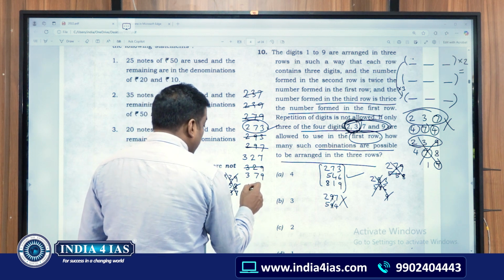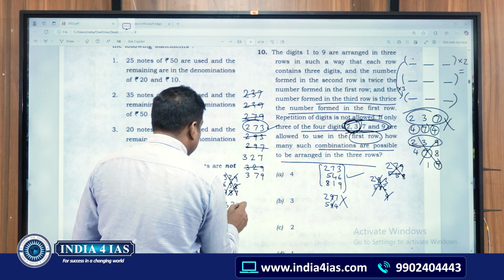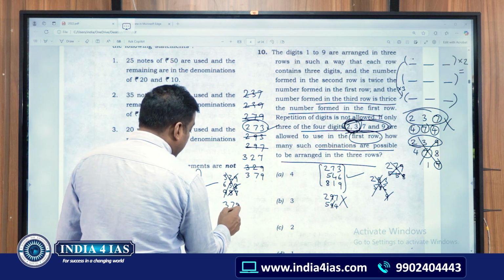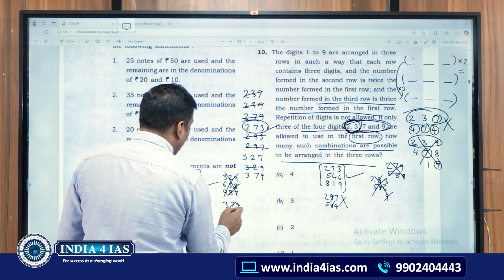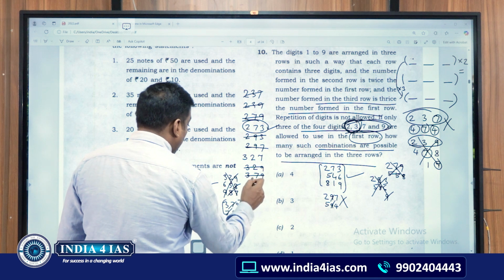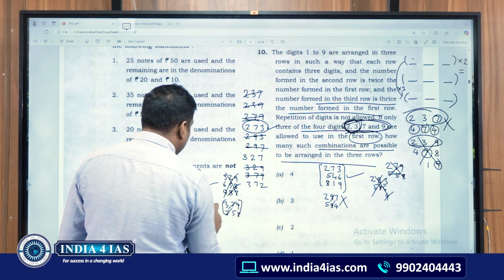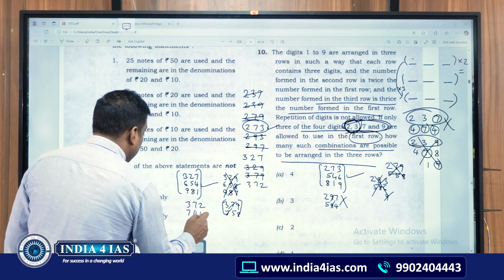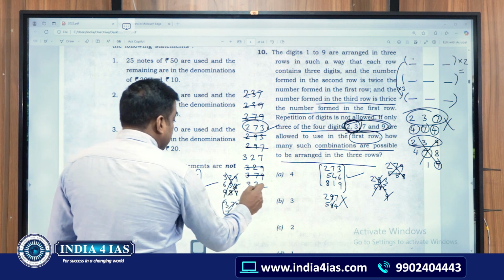379. So 379, double of this will be 758. So not possible. So this is also wrong. Then 372. So 372, double of this is 744. This is also wrong. This is gone.